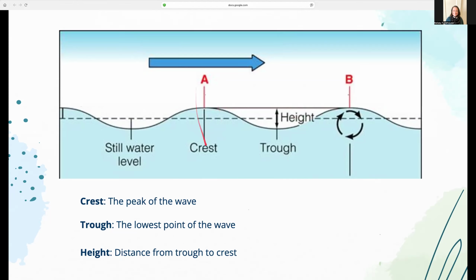We have the crest, which is the peak, the highest point that the wave gets to. And then we have a trough, which is the lowest point the wave gets to. So the crest is above that still water level line, and the trough is below. And the waves have multiple peaks and troughs. As you can see just in this image, these are all crests or peaks. And then we also have three troughs too. And then the height of the wave is the distance between the crest and the trough.